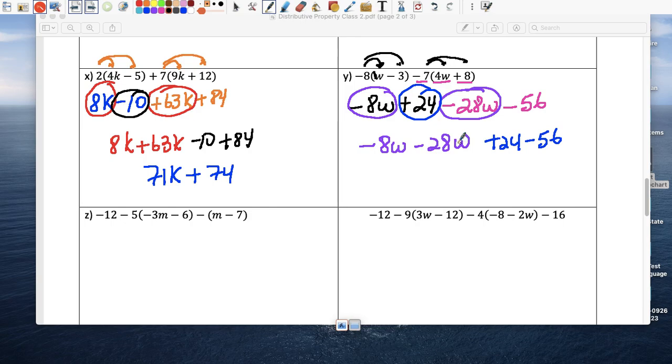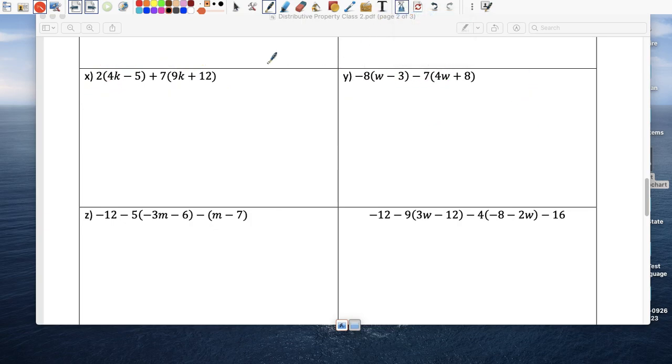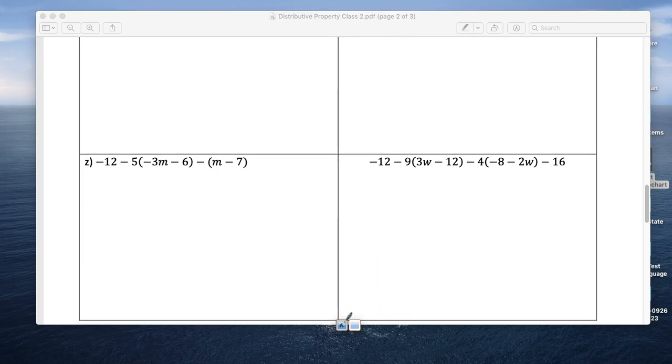Negative 8 minus 28, negative 36w. And 24, positive, and negative 56 is going to be 22. No, 32. Negative 32. Okay. Last two questions. So here we have, oh, it's just a little bit longer, that's all it is.